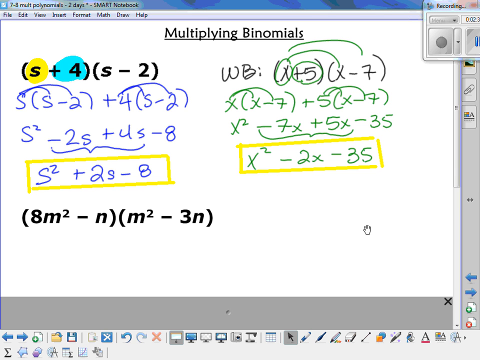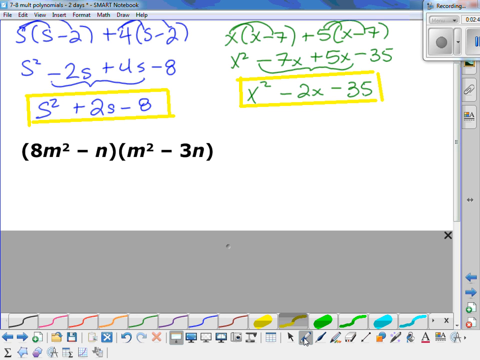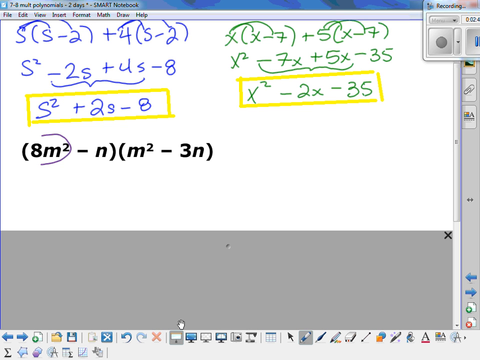All right, this next one is for your notes. We've got 8m squared minus n times m squared minus 3n. So I take my 8m squared, and I multiply it times what's in the parentheses, and then I take my minus n. The minus goes with the n, so don't forget that. Don't just write n.